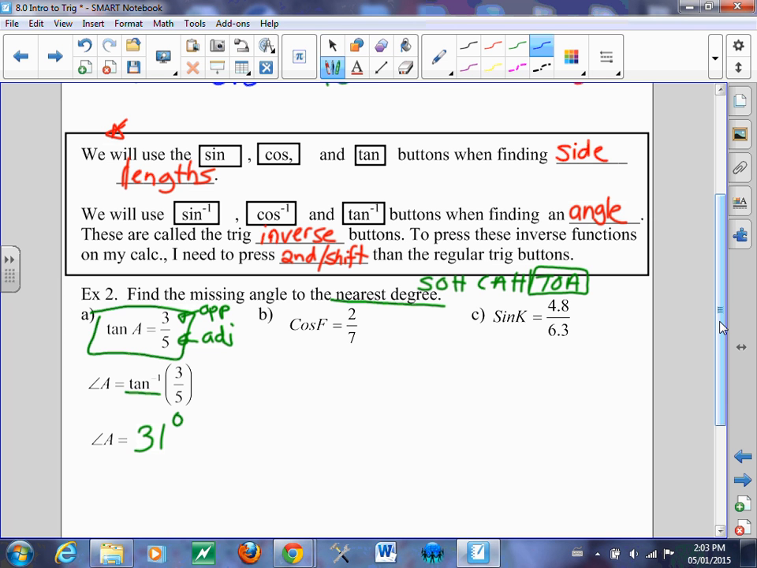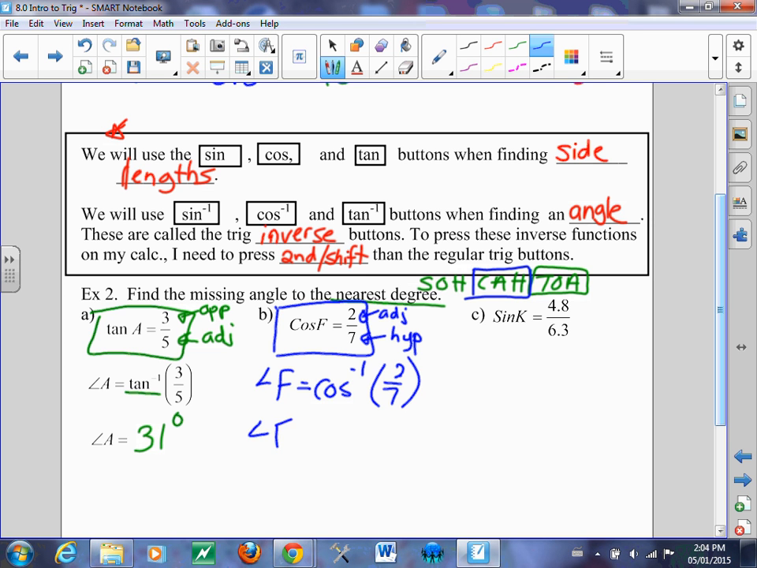Next example, ladies and gentlemen, is cos of f equals 2/7. Again, cos is another trig ratio. It's comparing the adjacent side over the hypotenuse side. So this is the adjacent side over the hypotenuse side. To find angle f, you go angle f equals the cos inverse of 2 divided by 7. Plug it in your calculator. Hopefully you can figure it out by now. And it should be 73 degrees.